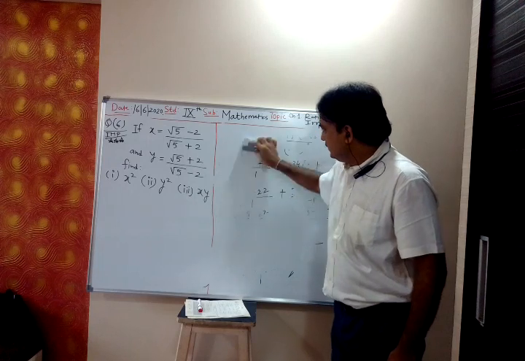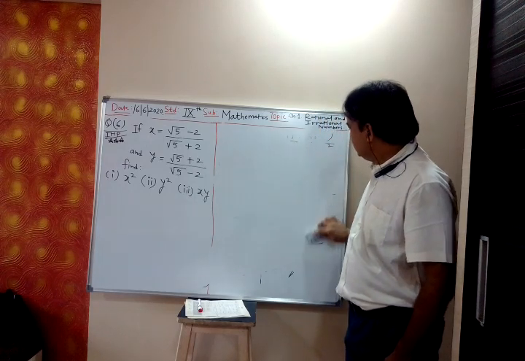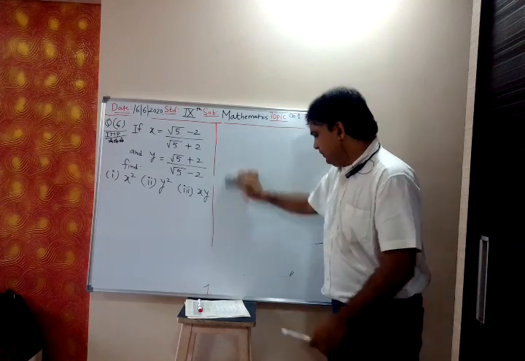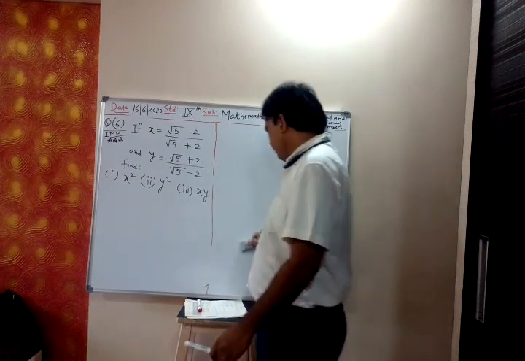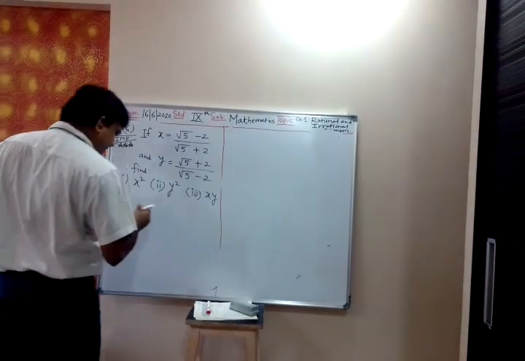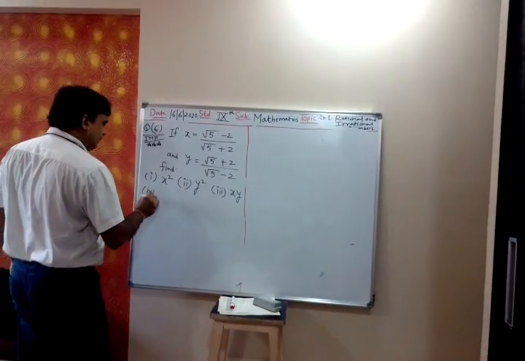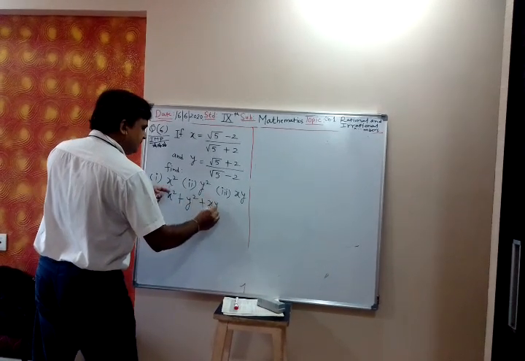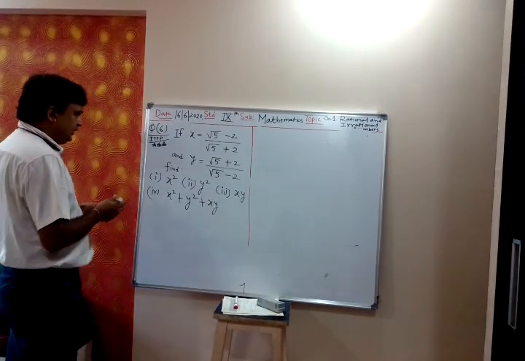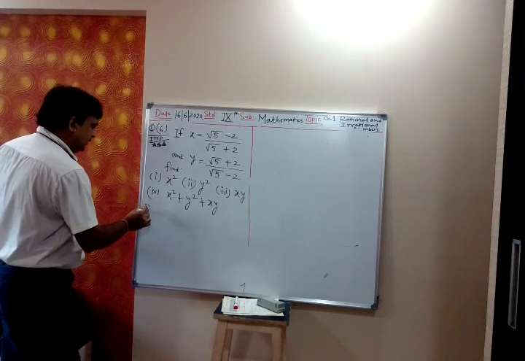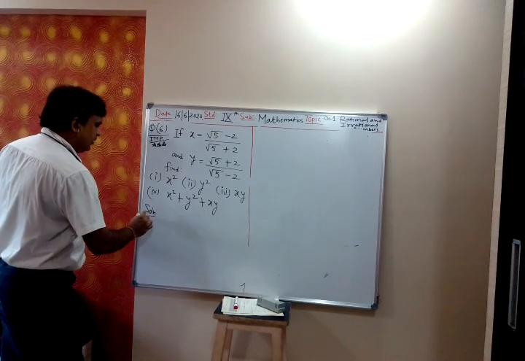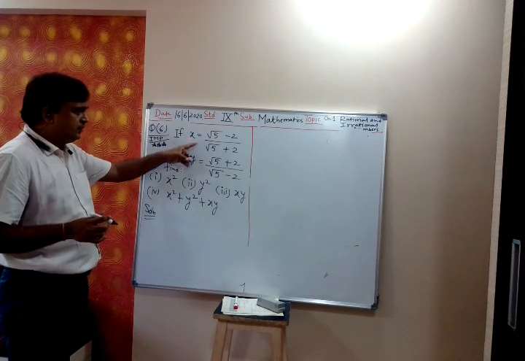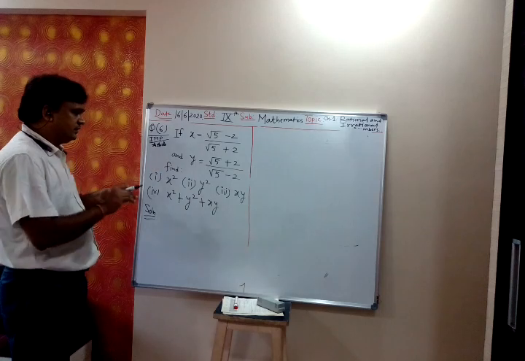See here, what is fourth? X square plus y square plus xy. Okay, write the fourth one. X square plus y square plus xy means add all this. So let us see here. In all this type of problem, don't directly start with x square. First you have to rationalize the denominator and solve this.